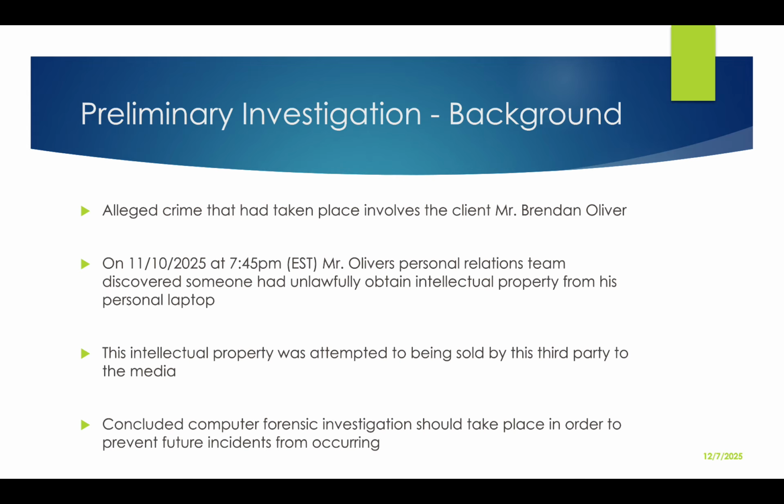To begin our preliminary investigation, we started with our background. The alleged crime took place involving our client, Mr. Brendan Oliver. Mr. Oliver is a well-known and influential tech mogul with a reputation on the line. And the supposed incident took place on November 10th, 2025 at 7:45 p.m., where Mr. Oliver's personal relations team discovered someone had unlawfully obtained intellectual property from his personal laptop, and this information was being attempted to be sold by a third party to the media. Based on this information given to RISE, we concluded that an investigation into computer forensic activities should be carried out.